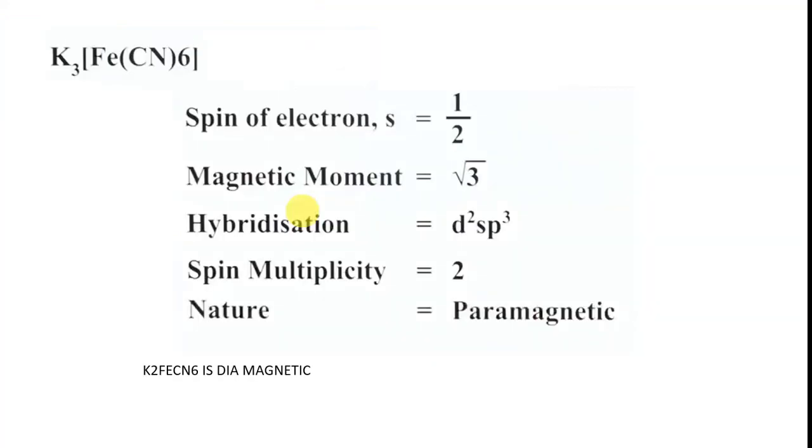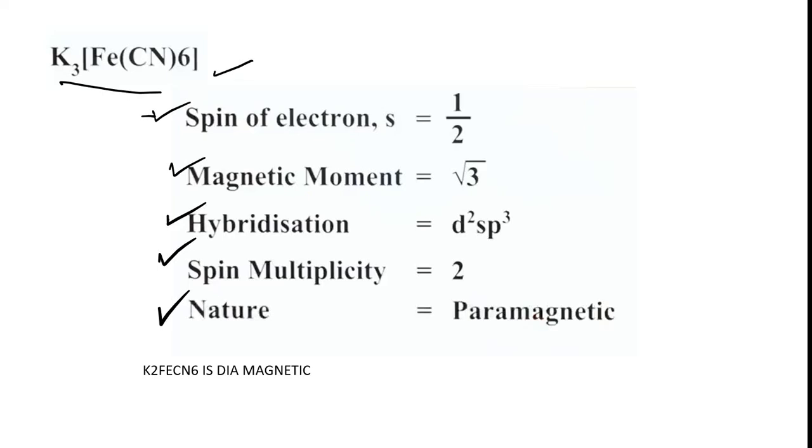Here we are having only one electron, so s is equal to half here. Finally, listen here, whenever the question is asked, you have to write in a clear-cut manner, like this: spin of electron is equal to half, magnetic moment is √3, hybridization is d2sp3, spin multiplicity is 2, nature is paramagnetic. You know that we found this is paramagnetic.